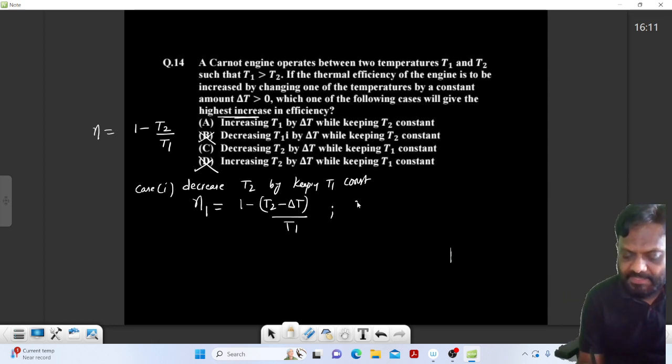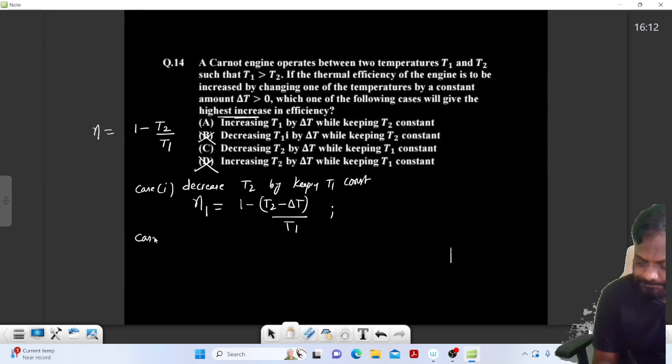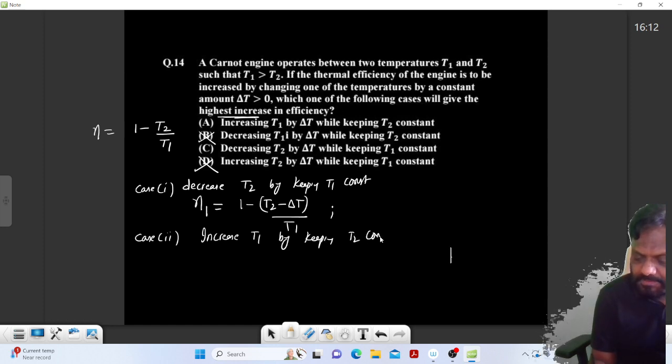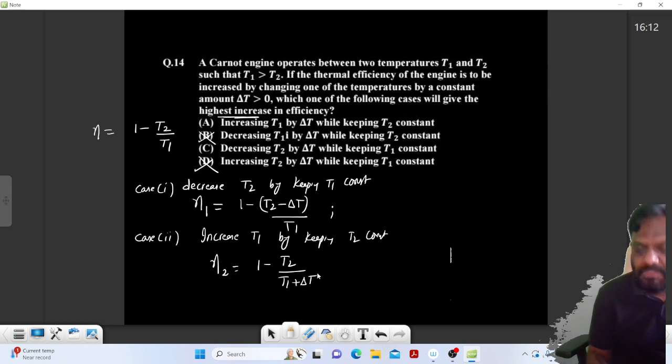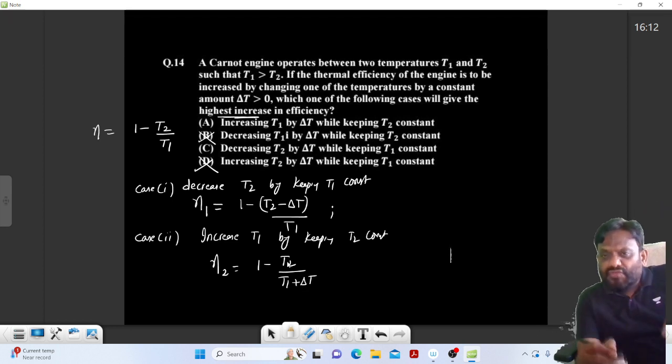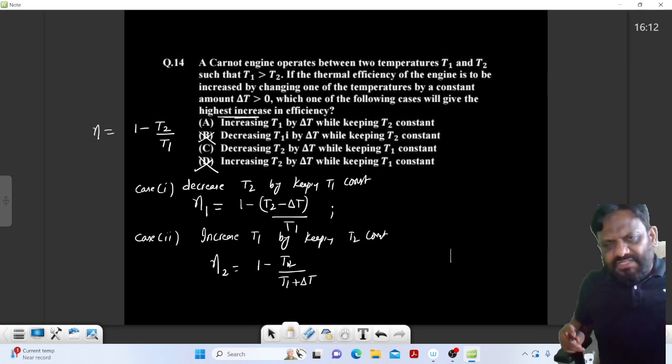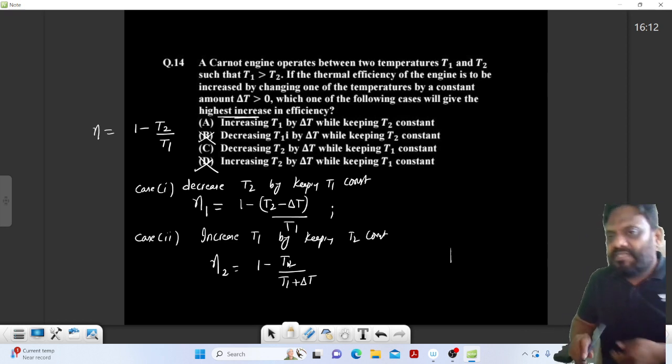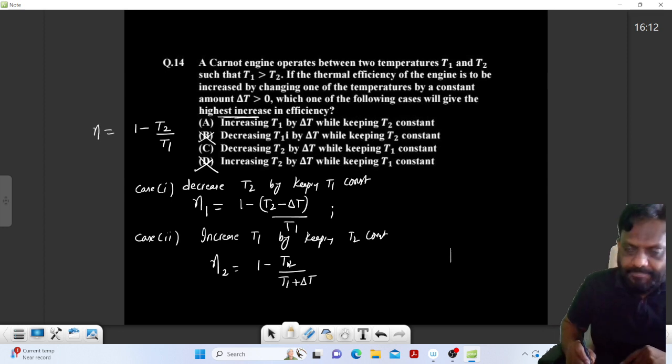Let us take the second case. Case 2: increase T1 by keeping T2 constant. What is that? Second efficiency, 1 minus. We are not touching T2. Increase T1. So now, out of these two, which one will improve? Both will increase efficiency, undoubtedly. But which one is increasing more? He is asking.